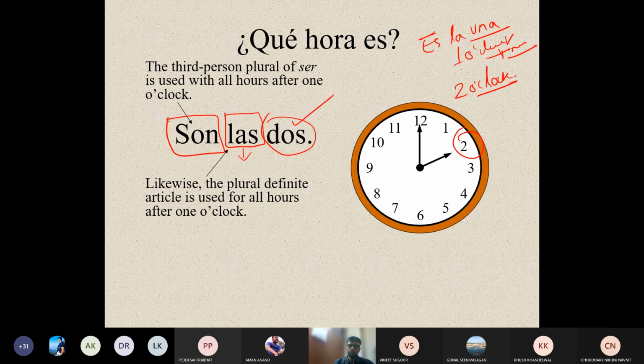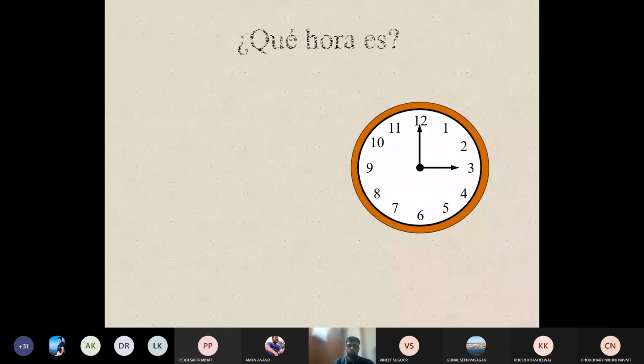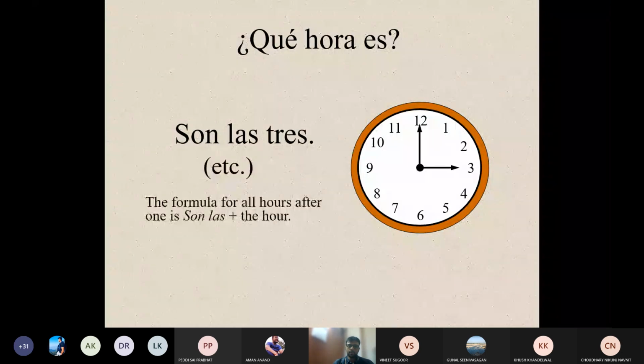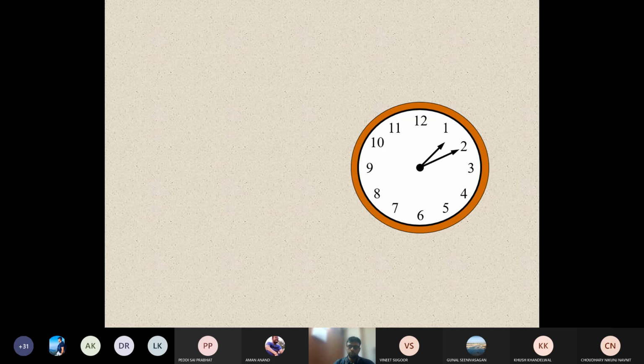So here it is now 3 o'clock, and if you see, it has been written as son las tres. So you can say the basic structure is this: son las, then you mention the hour. Son las tres, cuatro, like that you will do.